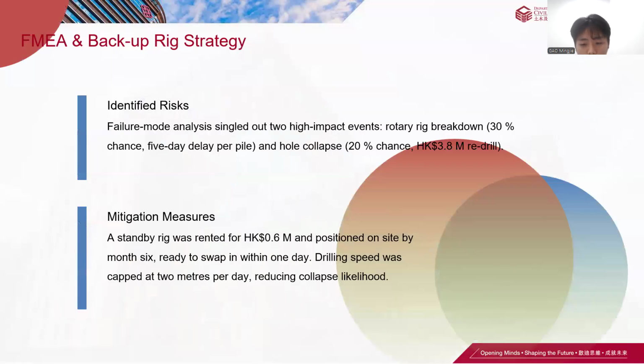For risk preemption, we used FMEA, at 0.6 million Hong Kong dollars. A standby rig allows 1-day swaps for failures, and capping drilling speed at 2 meters per day reduces collapse risk.